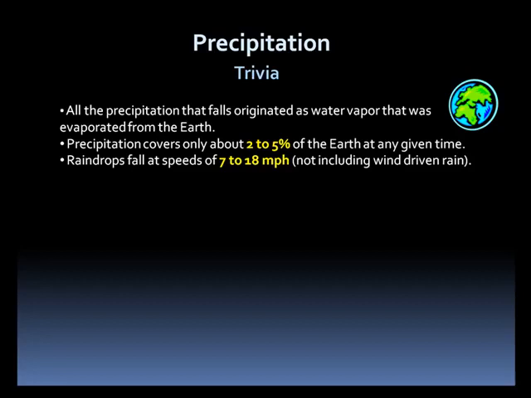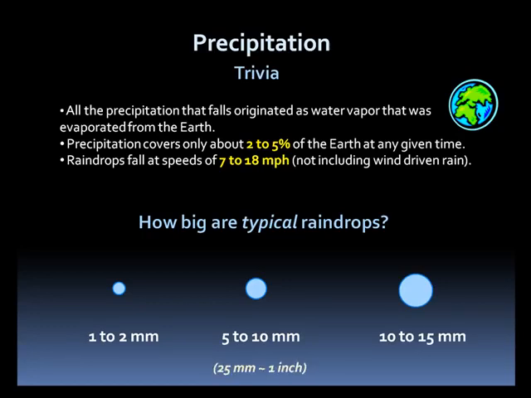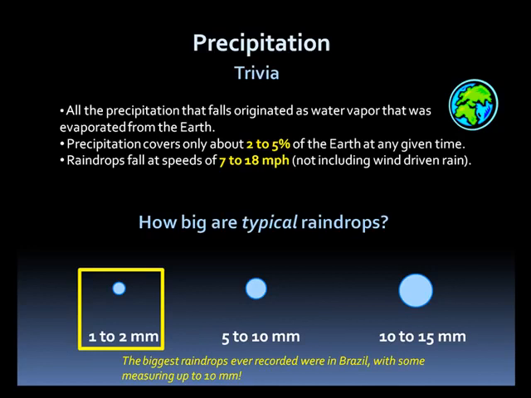But do you know how big a typical raindrop is? Is it 1 to 2 millimeters, 5 to 10 millimeters, or 10 to 15 millimeters? For reference, 25 millimeters is close to 1 inch. If you chose 1 to 2 millimeters, you are right. The largest raindrops ever recorded were in Brazil and measured up to 10 millimeters in size.